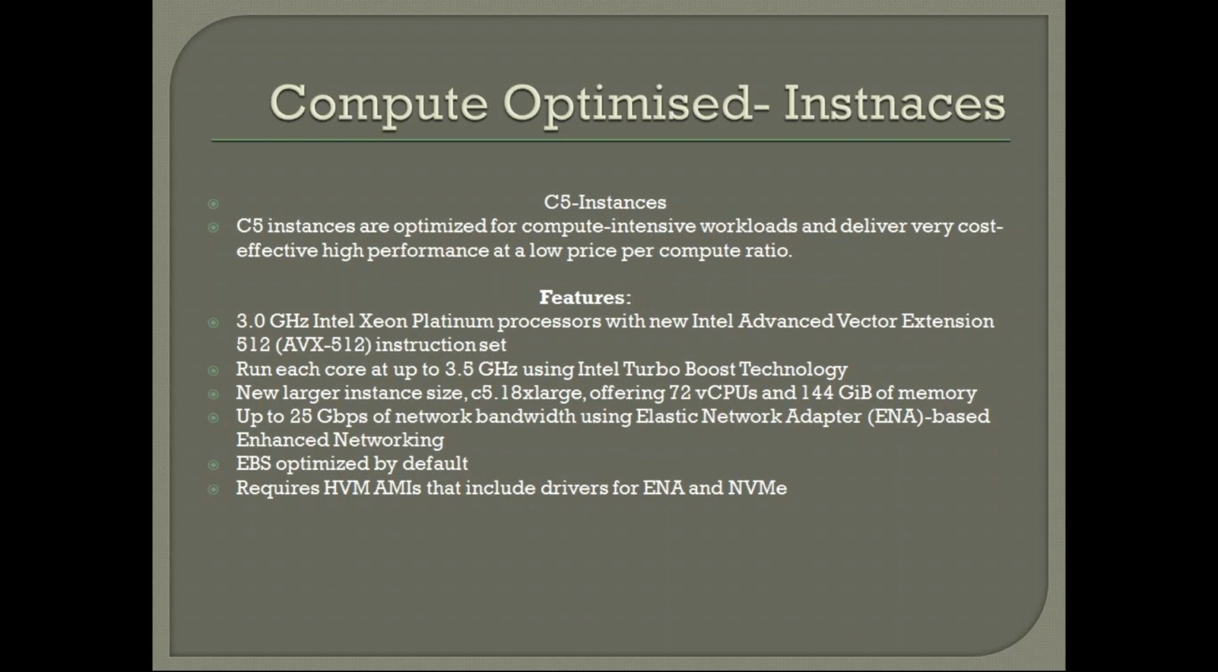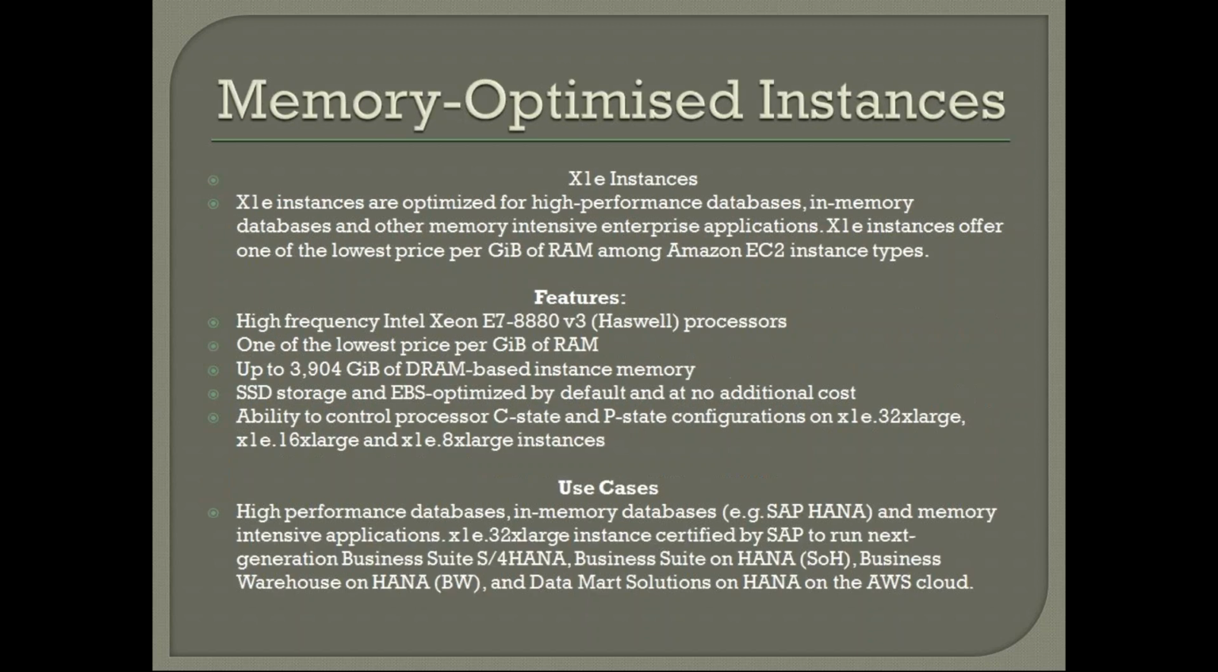So EBS is optimized by default, as I said, and requires hypervisor machine AMIs that include drivers ENA and NVMe. So you can ask me what is ENA and NVMe. In the future sessions, we'll see what ENA and NVMe are. So these are the C5 instance features and the advantages of using C5 instances. So next we are going to see memory optimized.